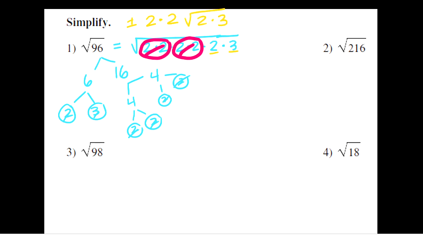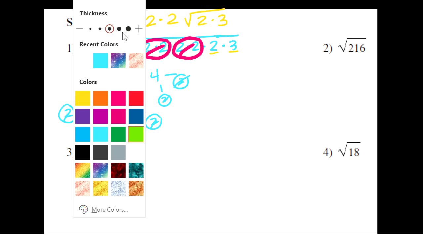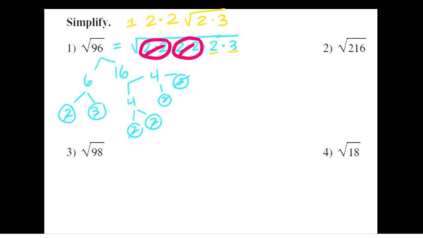And so our final answer on this question, let's go ahead and shift all these pens to smaller. Our final answer on this question should have been plus or minus 2 times 2 is 4 outside, 2 times 3 is 6 on the inside. Okay, so we got 4 square root of 6. Let's go to our second question.